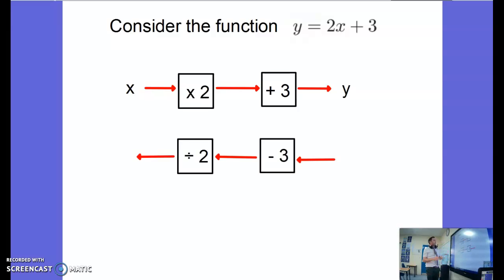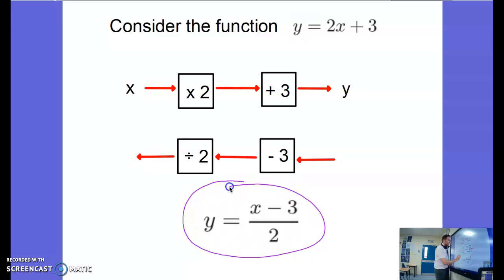If I want to undo that, I want to do the inverse, I'm going to start here. The inverse of the plus 3 is subtract 3. The inverse of the times 2 is divide by 2. So if my input went here, I would take x, take away 3, then divide by 2. And so this is the inverse function for this one. Okay? So we undo the operations.